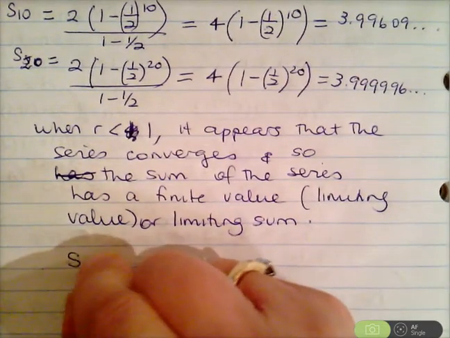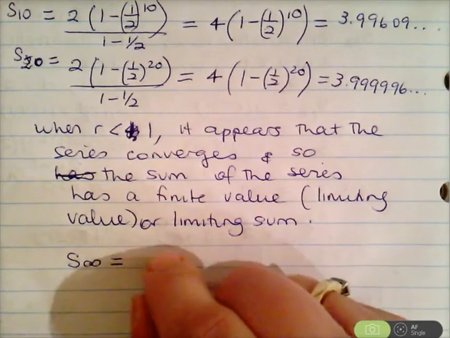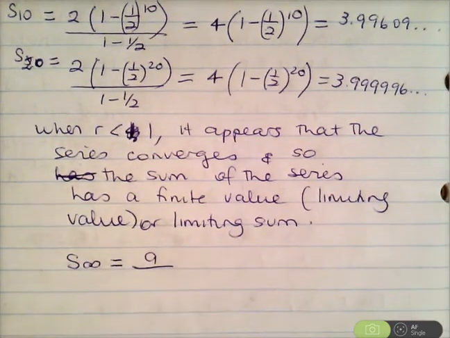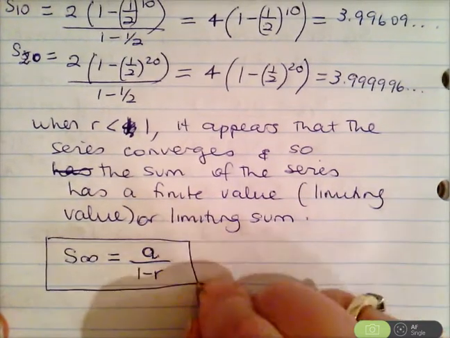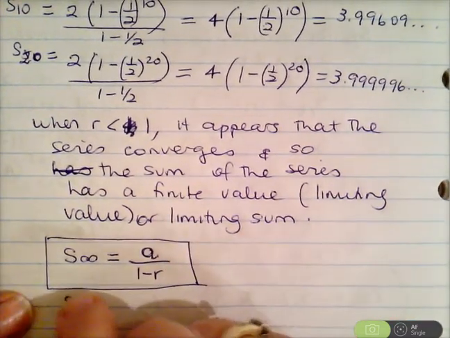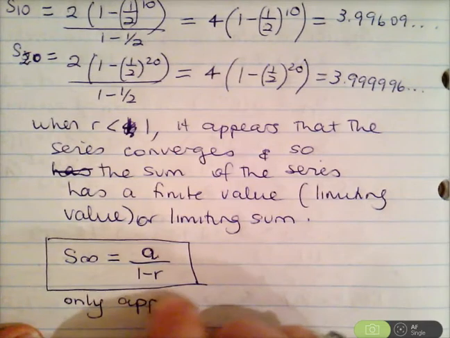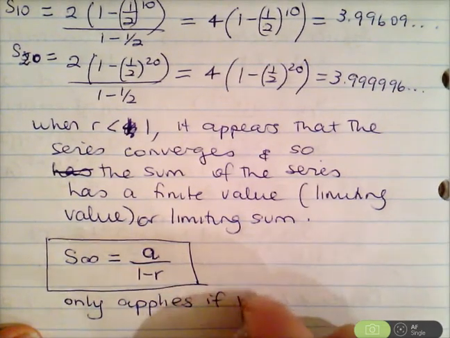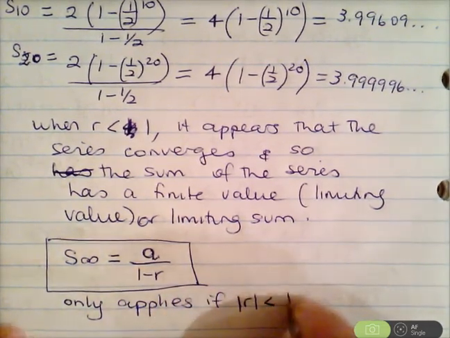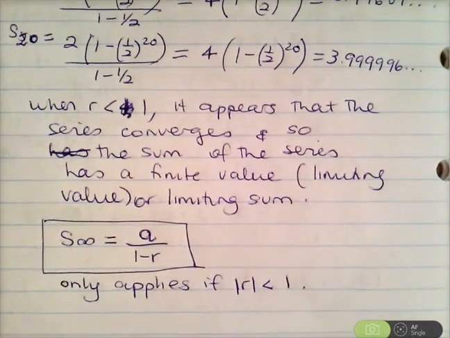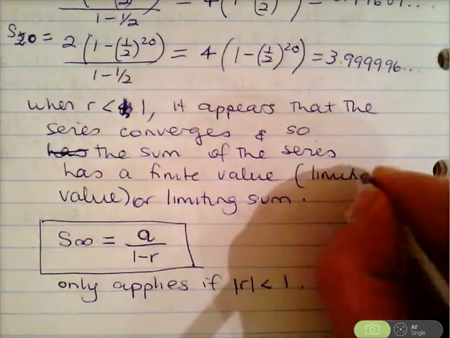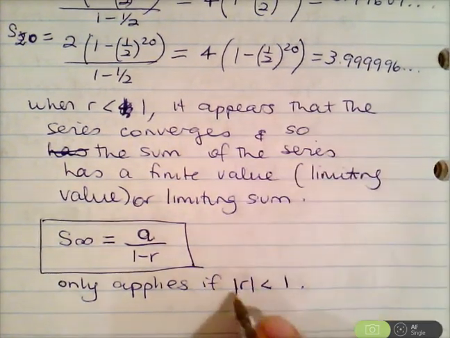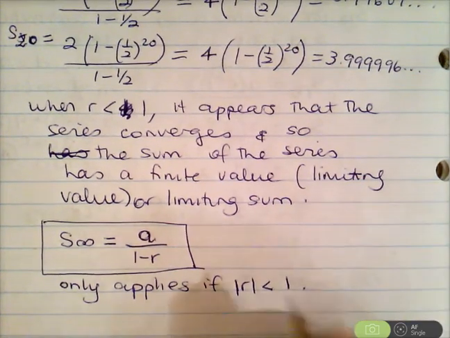So the sum to infinity equals a over 1 minus r. Now this sum to infinity formula only applies if the absolute value of r is less than 1. So your sum will only converge, and there will only be a limiting sum, if the absolute value of r is less than 1.